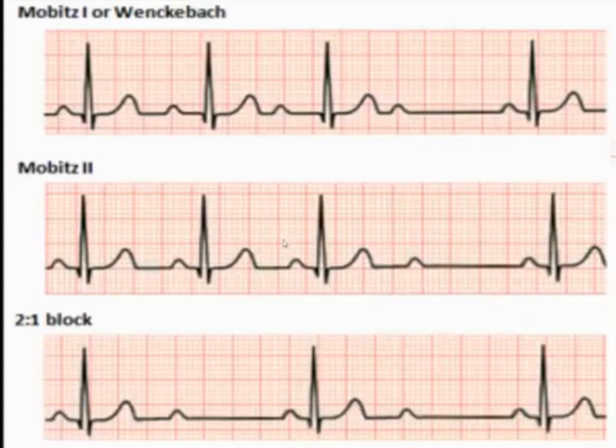So this is Mobitz type 1, clear in the first tracing, with progressive prolongation. Mobitz type 2 has no progressive prolongation, but all of a sudden there is a dropped beat: the P wave is not conducted to a QRS. The third type, also considered second degree, is 2-to-1 block. Here every two P waves give one QRS. We call this 2-to-1 block.